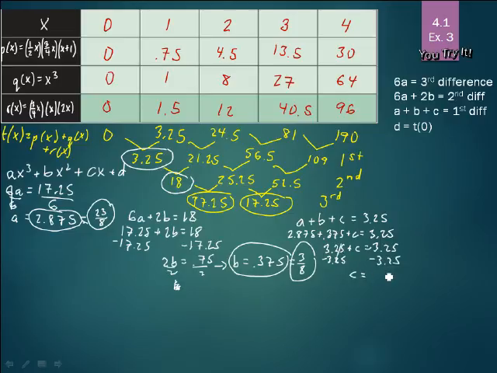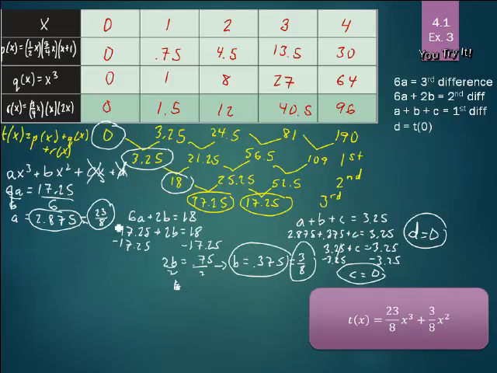And then lastly, d equals T of 0. So what's T when x equals 0? Well, it's just 0. So d will equal 0. So then in our final equation, we know a is going to be, in fraction form, 23/8. b will be 3/8. c is 0, so we don't even have to write it. And then d is just 0 as well. So our final answer is T of x equals 23/8 times x cubed plus 3/8 times x squared.